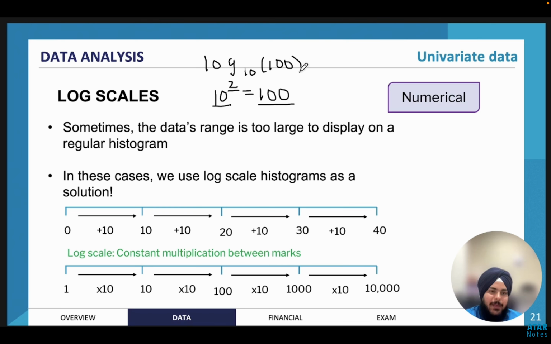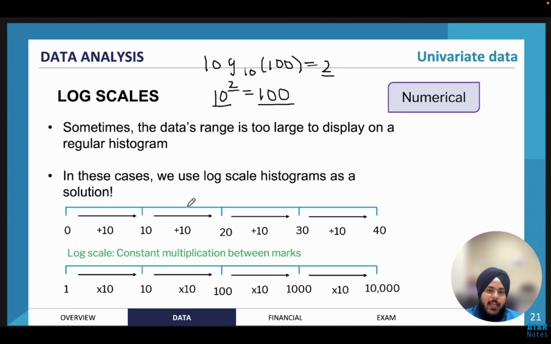And that would actually be equal to the power 2. So this way, instead of representing 100, we might just write the answer as 2 and show that it is actually a log scale. And this is really useful when we have a really broad range of data.